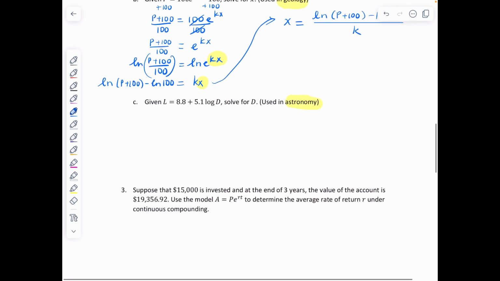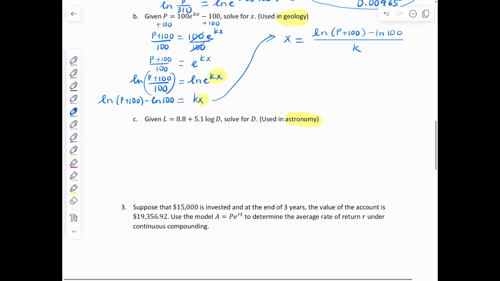Part C, this one is used in astronomy. So we have L is equal to 8.8 plus 5.1 log of D, solve for D. Okay, so this is an equation involving logarithms, the first one that we've seen in this section. Our goal is to get that log by itself. Same as with the exponential equation, we want to isolate the log first, then we'll go from there. So that means we're going to need to get rid of that 8.8 and that 5.1.